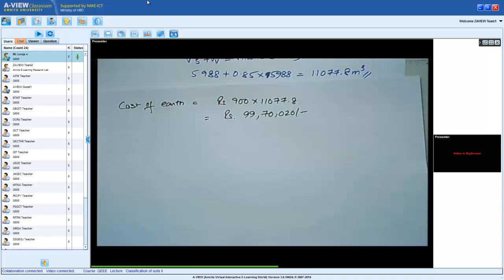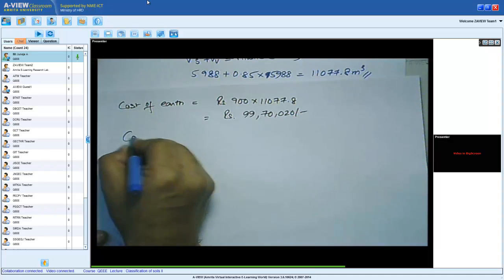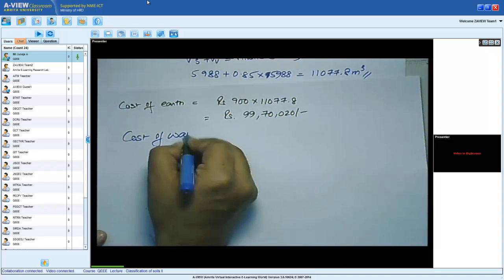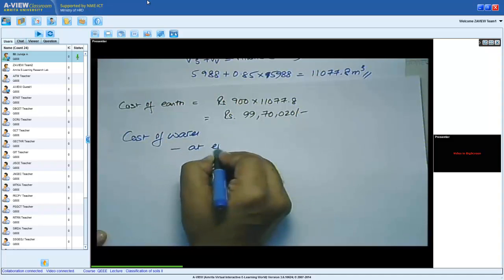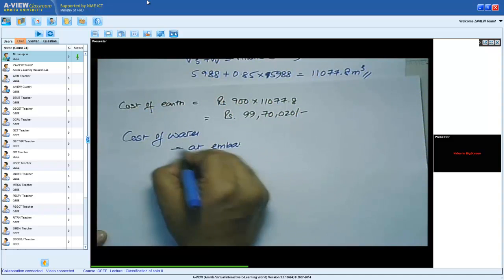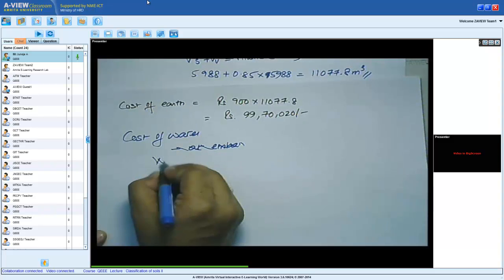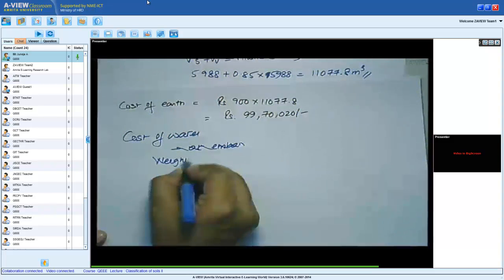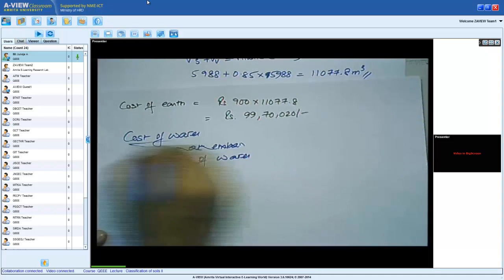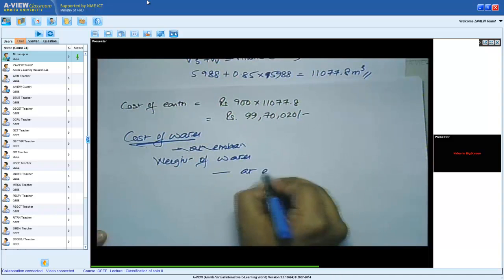However, this supplier also charges for the water, and remember the final water content we need is 20%. The initial water content at this borrow area is 16%. So the cost of water is the weight of water at embankment.